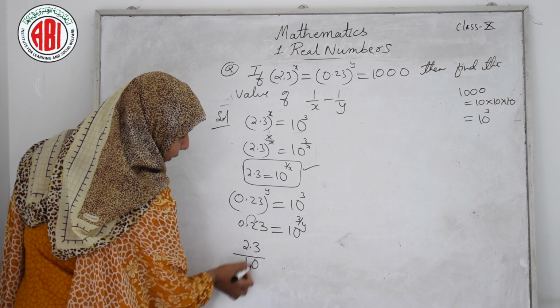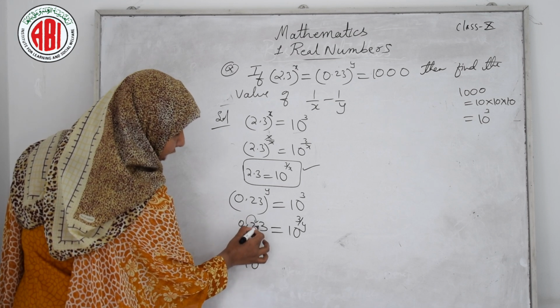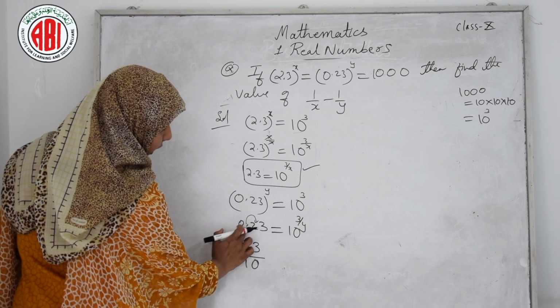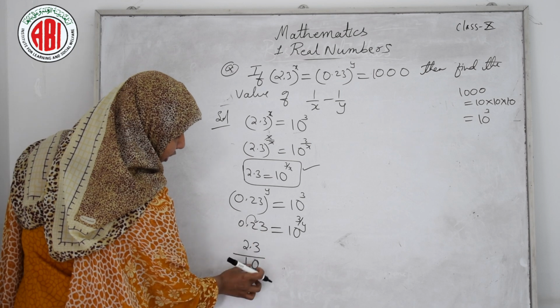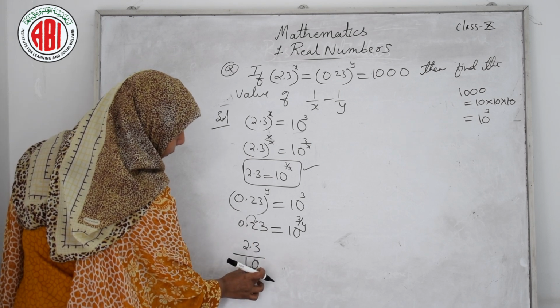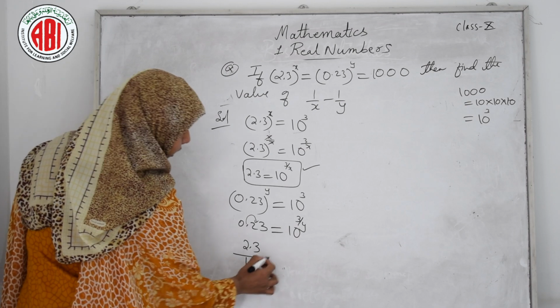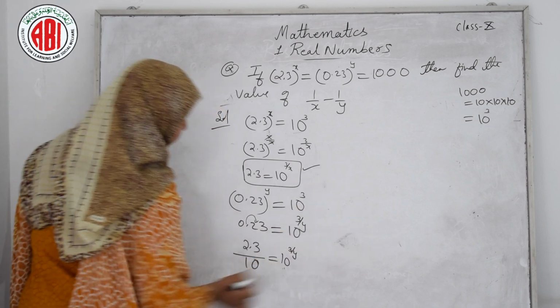If we are shifting the point, we have to add a 0, because we are shifting the point 1 digit to the right side. We are shifting the point from here to here. That means 1 digit difference. 1 digit difference means you have to add 1 zero in the denominator. 1 is always present, and that 1 zero you have to add. 10 is equal to 10 to the power 3 by y.